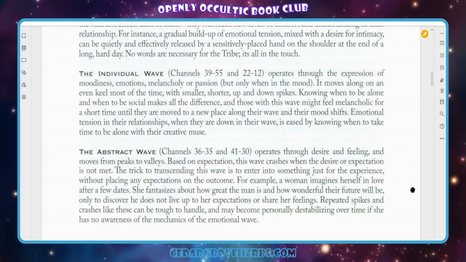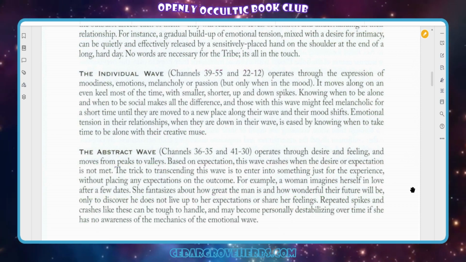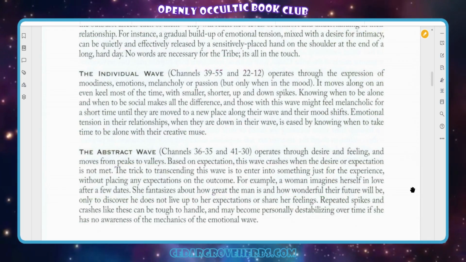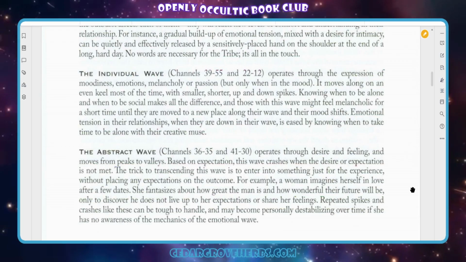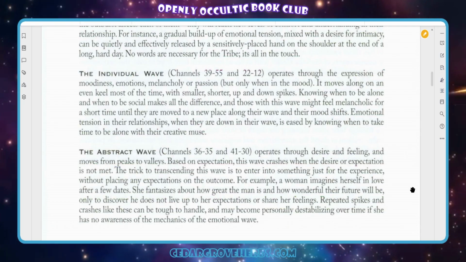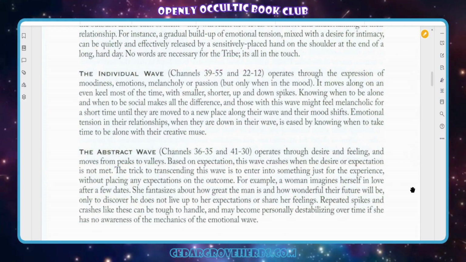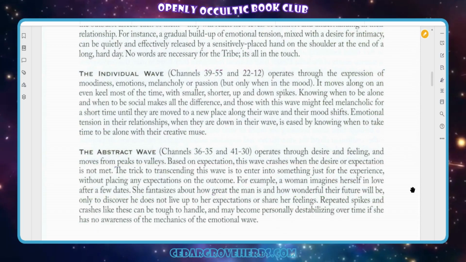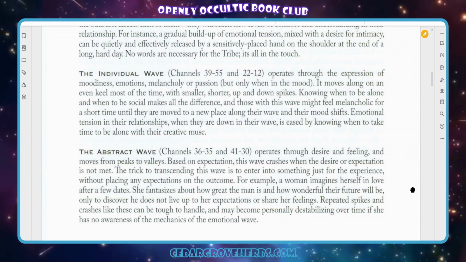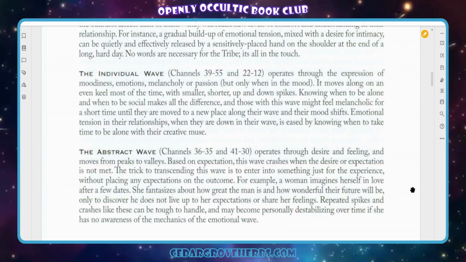This is interesting. The individual wave, channels 39 to 55 and 22 to 12, operates through the expression of moodiness, emotions, melancholy, or passion, but only when in the mood. It moves along on an even keel most of the time, with smaller, shorter up and down spikes. Knowing when to be alone and when to be social makes all the difference. And those with this wave might feel melancholic for a short time until they're moved to a new place along their wave and their mood shifts. Emotional tension in their relationships, when they are down in their wave, is eased by knowing when to take time to be alone with their creative muse.